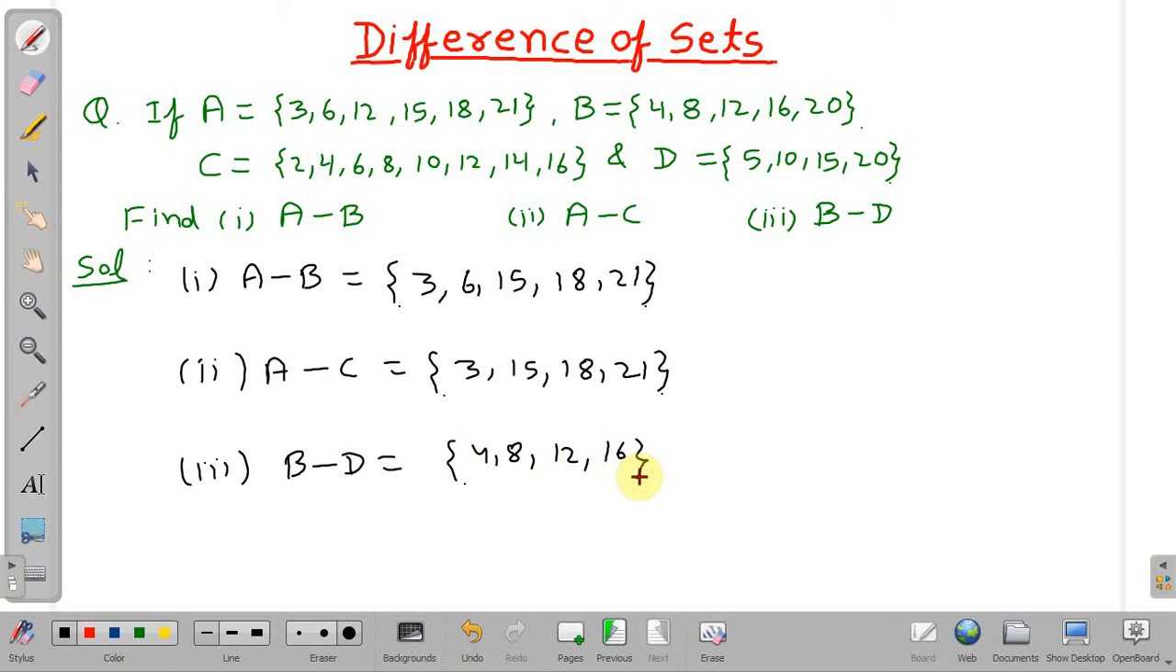Okay, friends. So in this lecture, we have discussed difference of sets, and we have also discussed how we can represent difference of sets on a Venn diagram.